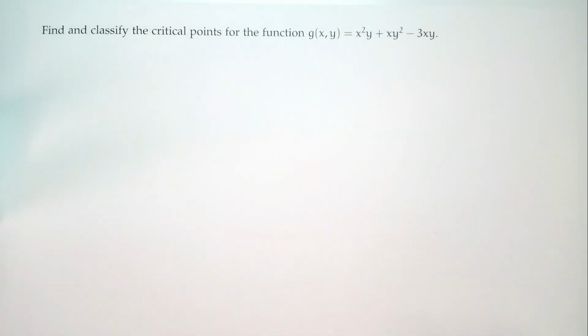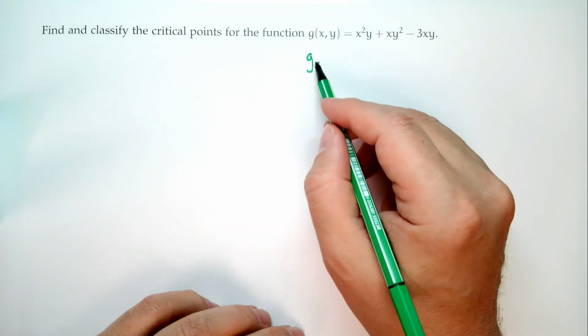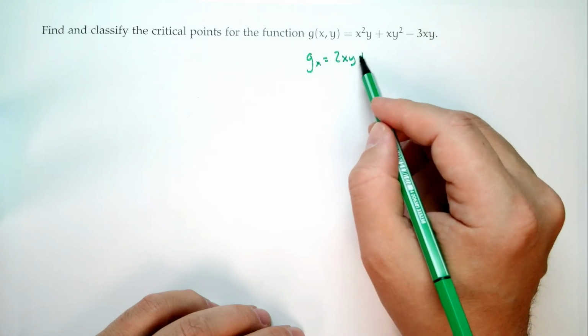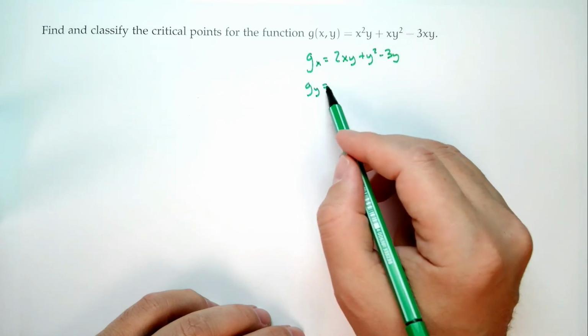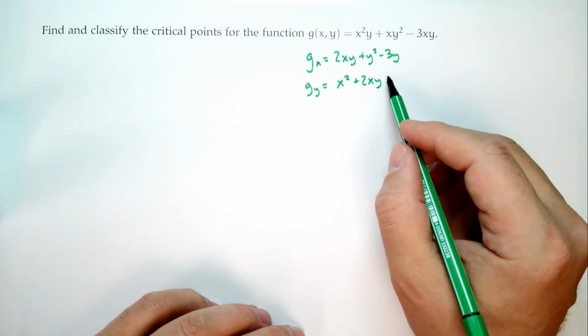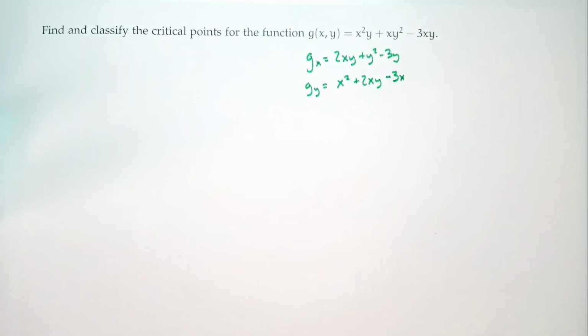One more. Find and classify the critical points for the function g of x, y equals x squared y plus x y squared minus 3xy. Well, no surprises. Hopefully you're getting the pattern. Take the partial derivatives. g_x is 2xy plus y squared minus 3y. And g_y is x squared plus 2xy, and then minus 3x. All right. Now, what do we do?